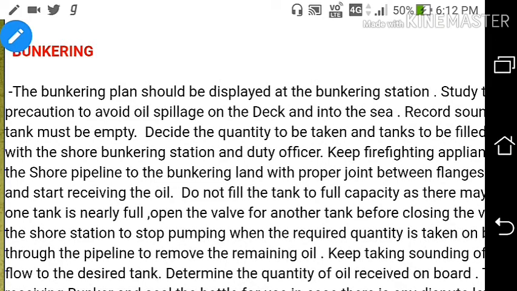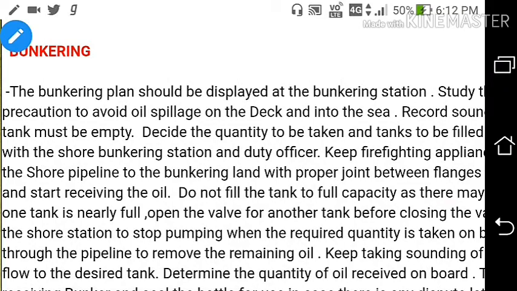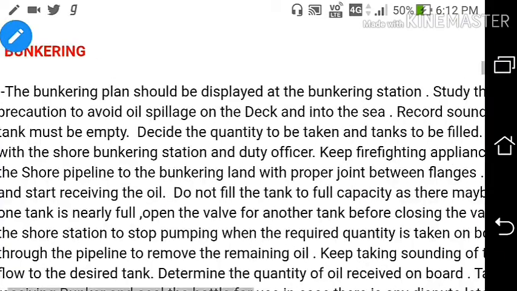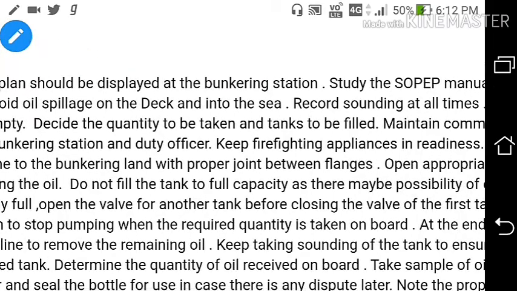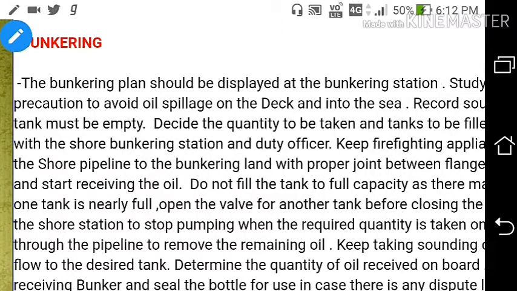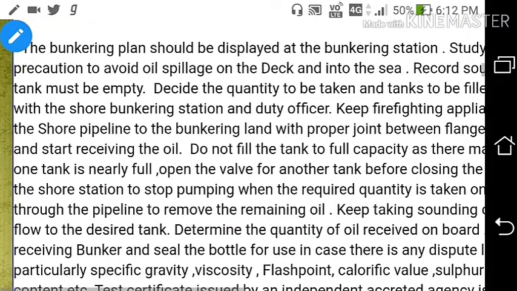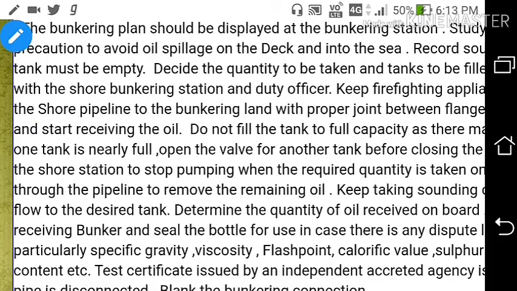During bunkering, planks should be disclosed at the bunkering station. Study the SOPEP manual and take precautions to avoid oil spillage on the deck and into the sea. Record soundings of all tanks all the time. The overflow tank must be empty during bunkering. Decide the quantity to be taken and the tank to be filled. Maintain communication with the shore bunkering station and duty officer. Keep firefighting appliances in readiness. Connect the shore pipeline to the bunkering line with a proper joint between flanges. Open the appropriate valve and start receiving the oil. So we have to set the line before taking the bunkering oil.